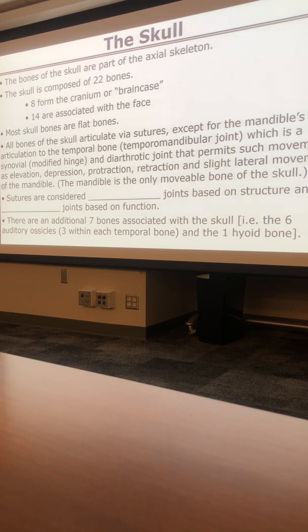Besides these 22 bones, there's also an additional 7 bones associated with the skull: the 6 auditory ossicles, so 3 on each side, and then the hyoid bone. Are sutures found only in the skull, or are they found elsewhere? Trying to think if there's any during embryonic development. No, sutures are primarily only found associated with the skull.